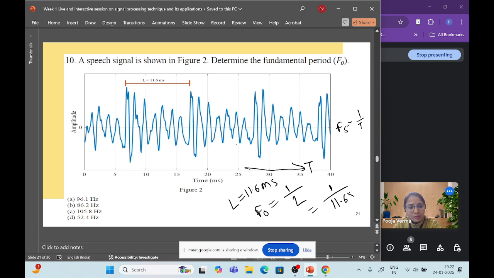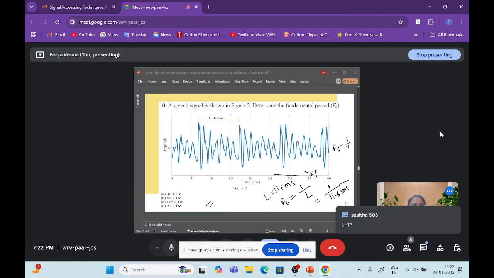So just 1 by 11.6 millisecond. If you divide it and then multiply it, you will get the answer. What will be the answer? Please answer in the chat box at least now. Calculate it.